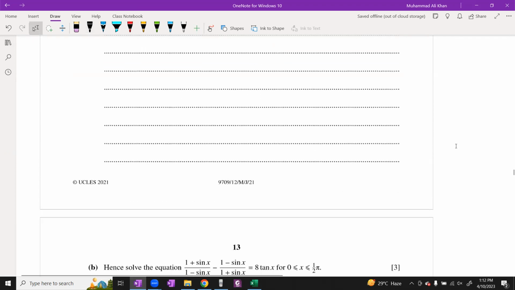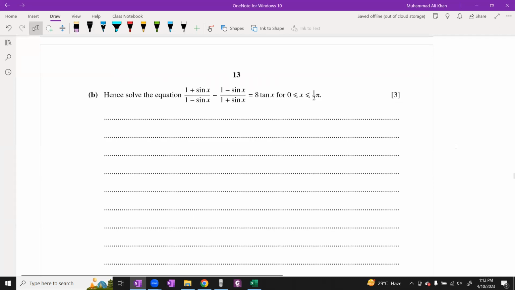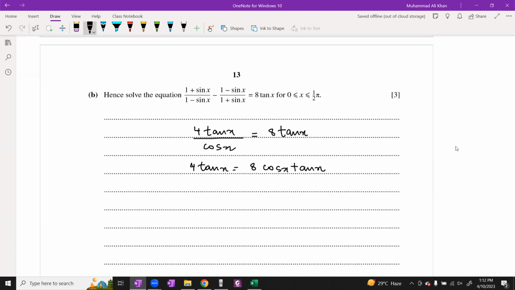Part B. The same question. हमें मालूम है लेफ्ट हैंड साइड किसके इक्वल है 4 tan x over cos x इक्वल्स टू 8 tan x सिंपलीफाई करेंगे और एंगल्स कैलकुलेट करेंगे. 4 tan x equals 8 cos x tan x. 4 tan x minus 8 cos x tan x equals 0.